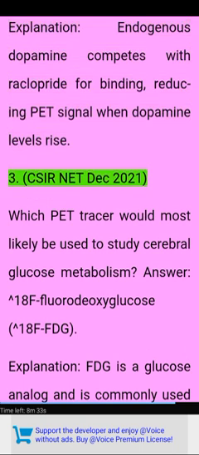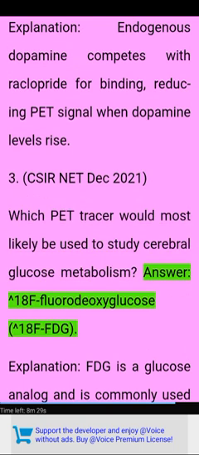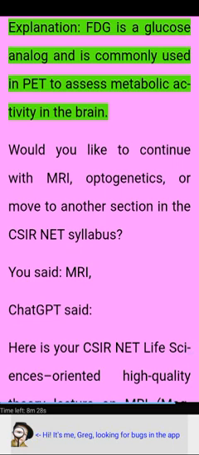3. CSIR NET December 2021. Which PET tracer would most likely be used to study cerebral glucose metabolism? Answer. Carbon-18F fluorodeoxyglucose, 18F-FDG. Explanation. FDG is a glucose analog and is commonly used in PET to assess metabolic activity in the brain.